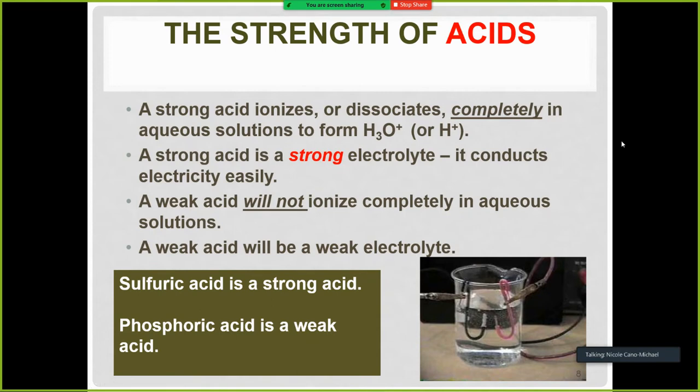All right. In terms of examples, sulfuric acid is very, very strong. Sulfuric acid is battery acid. Phosphoric acid is pretty weak. Remember that phosphoric acid is the one we normally see in pop, or in those carbonated energy drinks. So they are acidic, but they're a very weak acid.